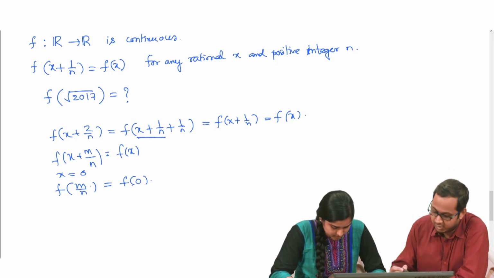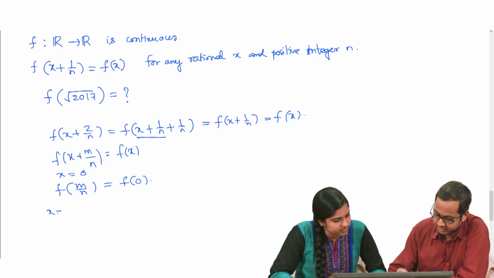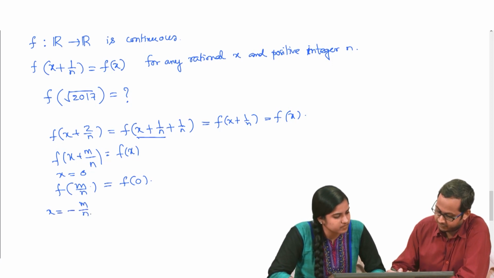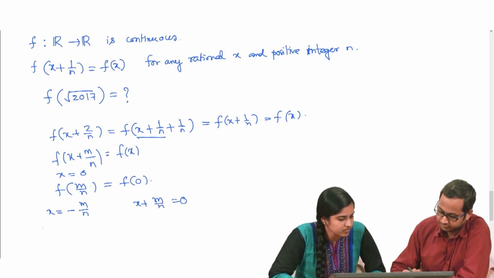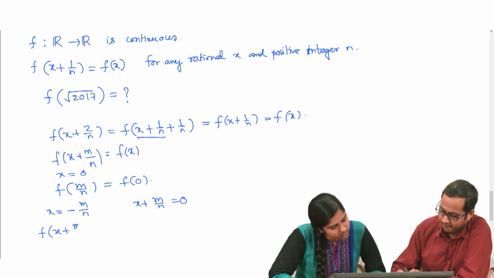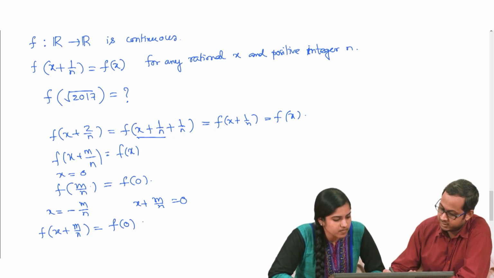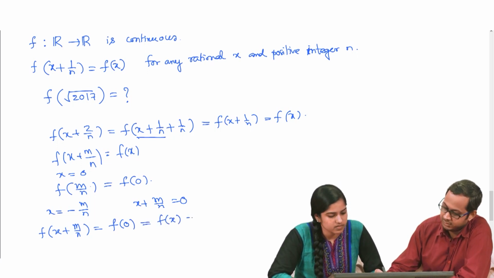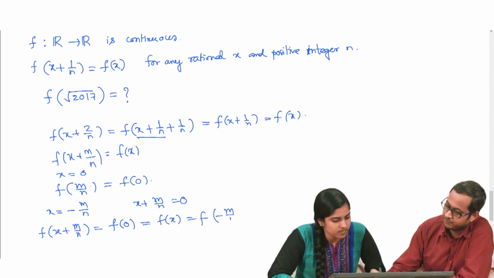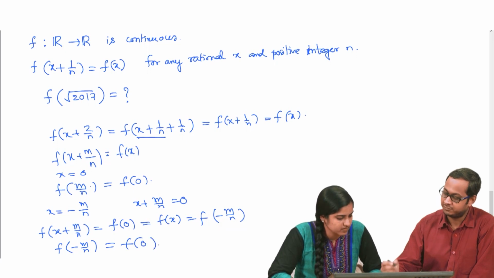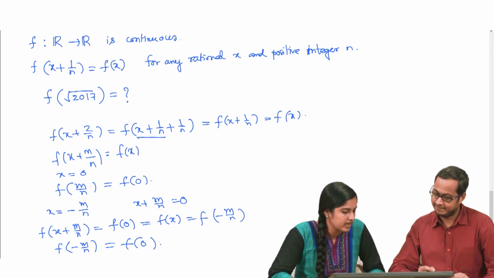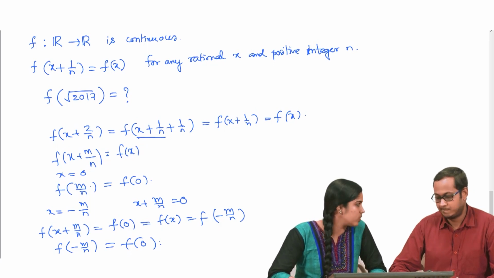If I take a negative number, say x equal to minus m by n, then x plus m by n will be 0. Now f of x plus m by n will be f of 0, but f of x plus m by n should be f of x. That means f of minus m by n equals f of 0. So for any negative rational number of the form minus m by n, it is equal to f of 0. So for any rational number, f of p by q is equal to f of 0.